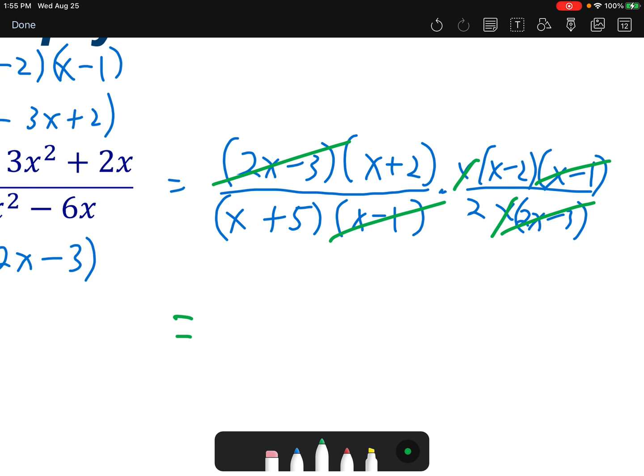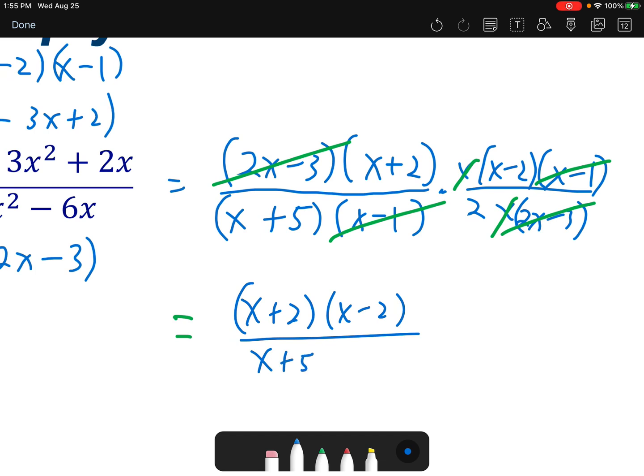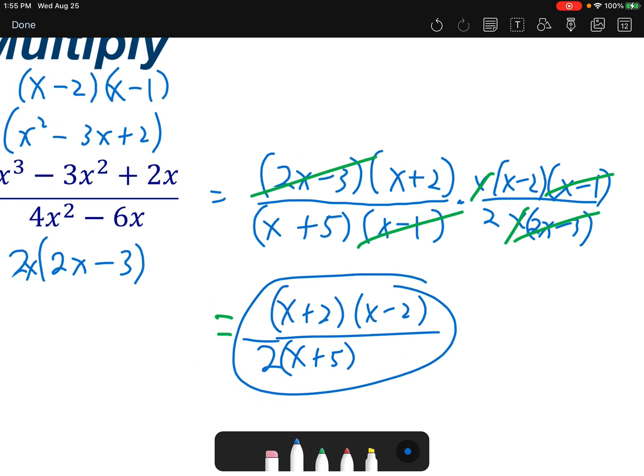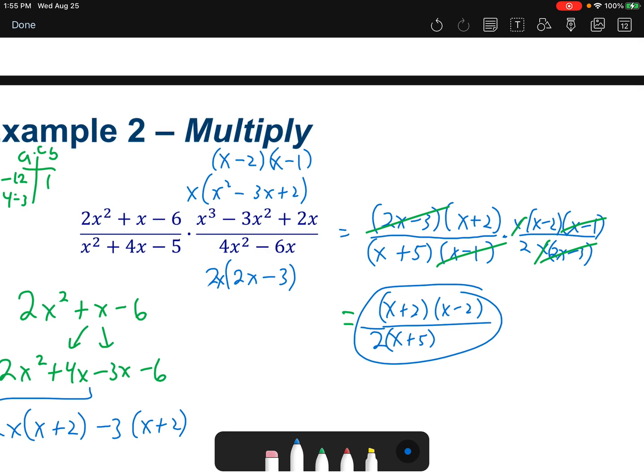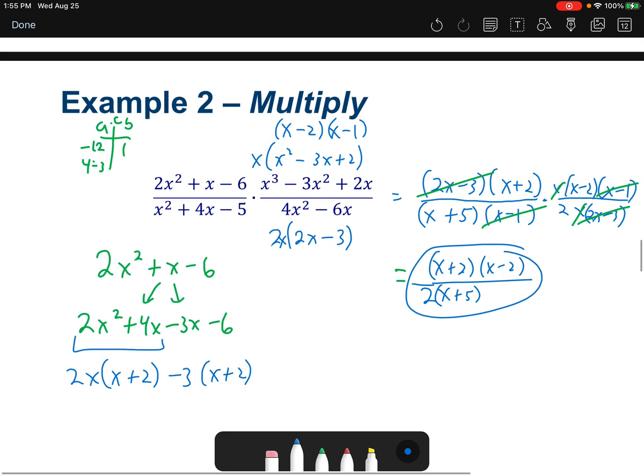So then what we're left with is x plus 2, x minus 2 in the numerator, and 2 times x plus 5 in the denominator. Now don't work that out. You are done right there. That's simplified. So that's multiplying rational expressions.